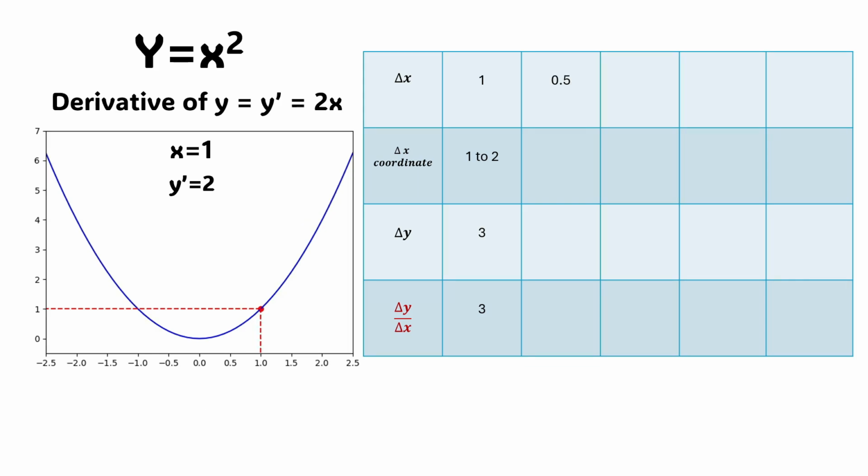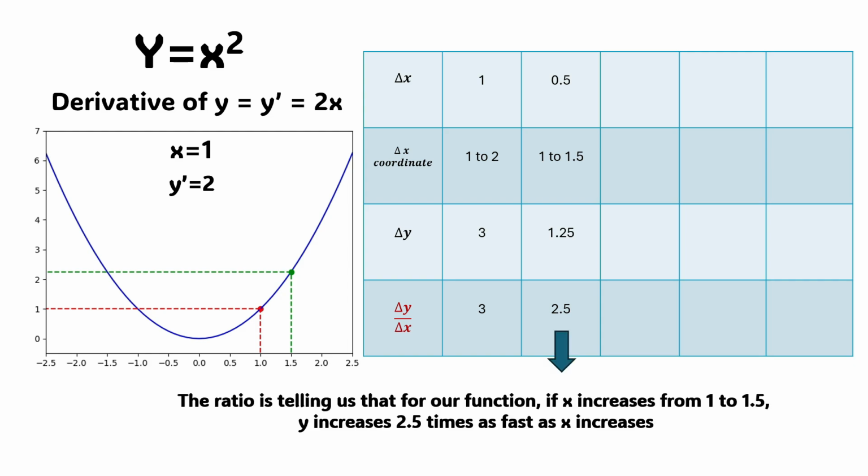And now we're going to see what happens when we consider a 0.5 increase in x. What that means is x increases from 1 to 1.5. So on the graph, we're going to have this change from red to green. Change in y is going to be 1.25. And finally, the ratio is 1.25 divided by 0.5, which is 2.5. The ratio is telling us that for our function, if x increases from 1 to 1.5, y increases 2.5 times as fast as x increases.